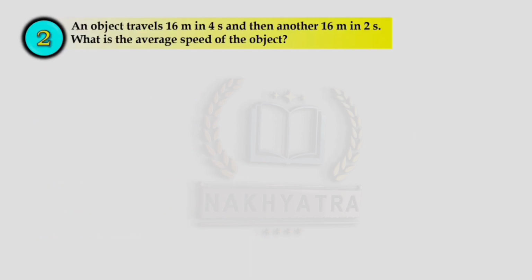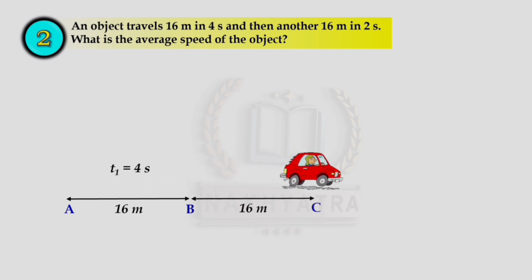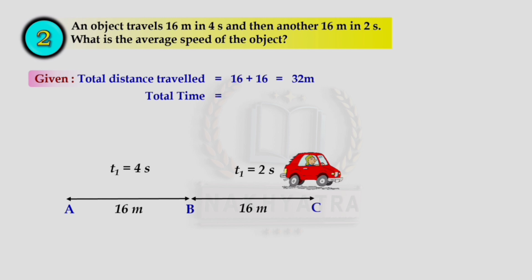An object travels 16 meter in 4 seconds and then another 16 meter in 2 seconds. What is the average speed of the object? So here this car is moving from point A to B and the distance is 16 meter in time 4 seconds. Again it moves from point B to C in time 2, but here the distance is the same, that is 16 meter. Now write the given values. So the total distance traveled is 16 plus 16 equals 32 meter and the total time 4 plus 2 equals 6 seconds.